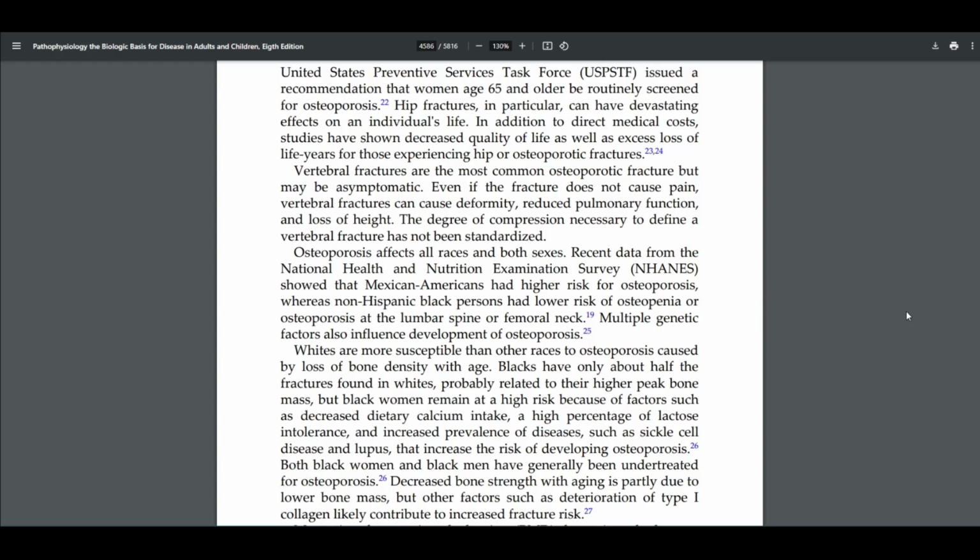In addition to direct medical costs, studies have shown decreased quality of life as well as excessive loss of life years for those experiencing hip or osteoporotic fractures. Vertebral fractures are the most common osteoporotic fracture, but may be asymptomatic. Even if the fracture does not cause pain, vertebral fractures can cause deformity, reduced pulmonary function, and loss of height. The degree of compression necessary to define a vertebral fracture has not been standardized.